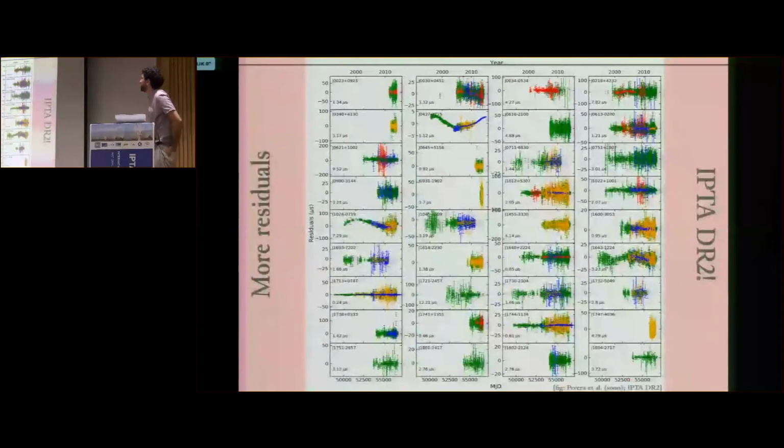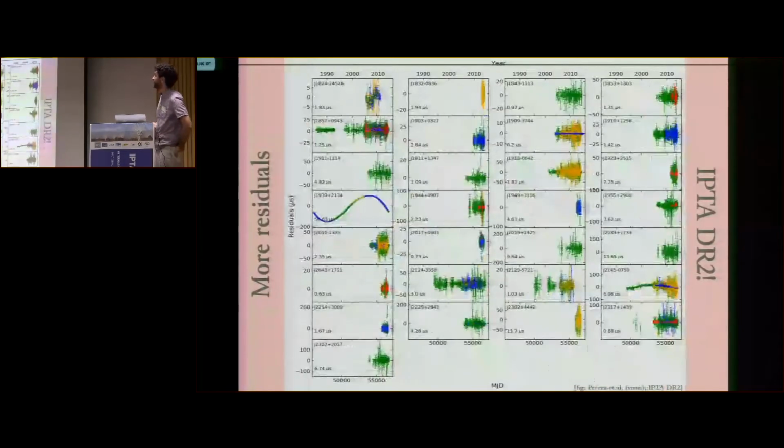But quickly, I just want to show you some results from the IPTA, because that's why we're here, the IPTA, right? So Ben Pereira and a whole bunch of other people are finalizing the data release 2 paper from the IPTA. Here are half the residuals from the pulsars in that data release. You can see many of them have lots of timing noise. That's bad. We like nice, flat, white-looking residuals. Here's the other set. That's a big trend there.